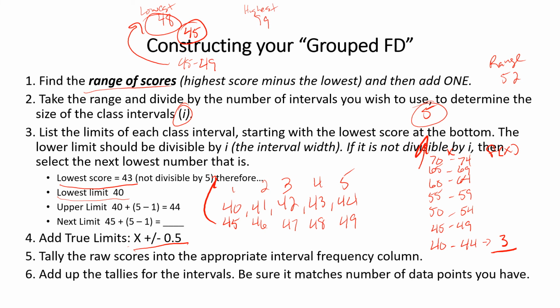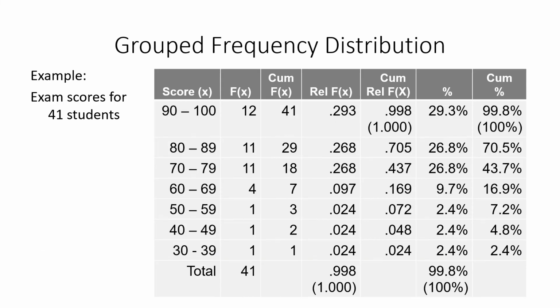Let's look at an example. Those 41 exam scores that we talked about earlier when we did the stem and leaf plot. You get this grouped frequency distribution here.